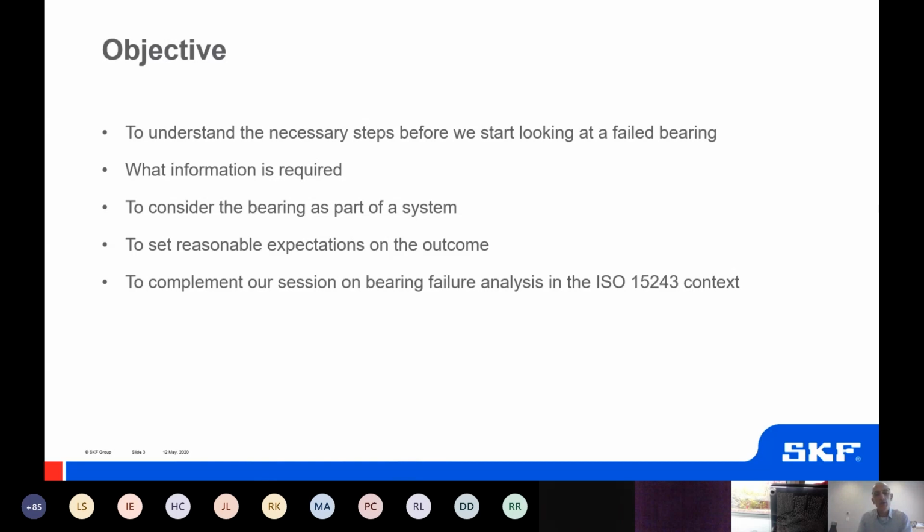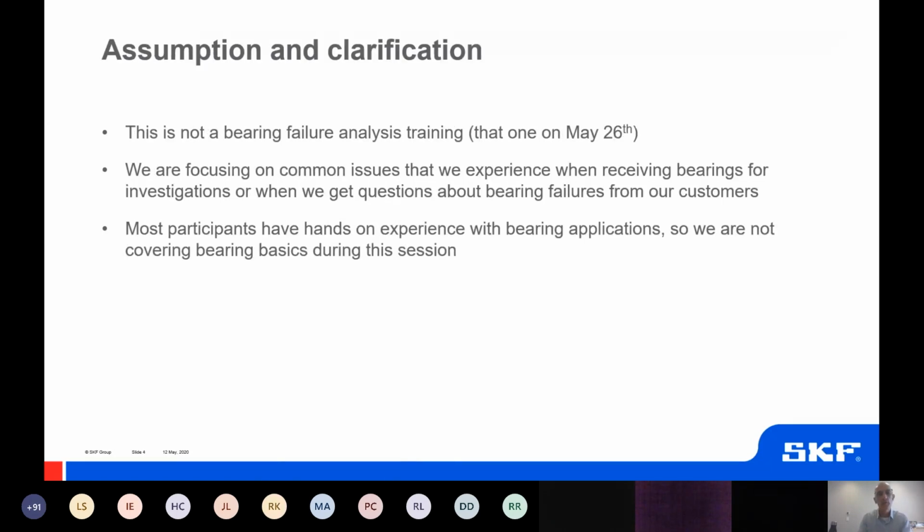And I think it's also important, whether you are doing the failure analysis yourselves or sending the bearing to us, to understand what is possible and what are reasonable expectations in terms of what you can see on the bearing at different stages of the failure. So we will try to set the scene also.